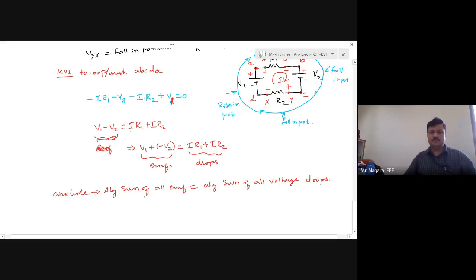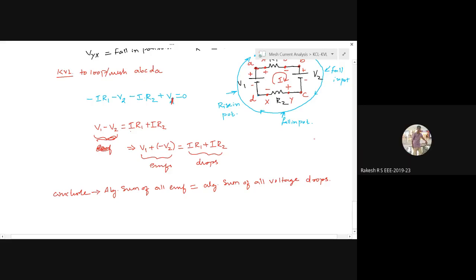Statement of KVL is the algebraic sum of all the EMFs and voltage drops in any closed loop of an electric circuit is 0. Sum of all voltage drops and EMFs are equal to 0. When I rearrange, I got a conclusion. So this is how we apply KVL to a particular loop. Any doubt? No, sir. Okay.